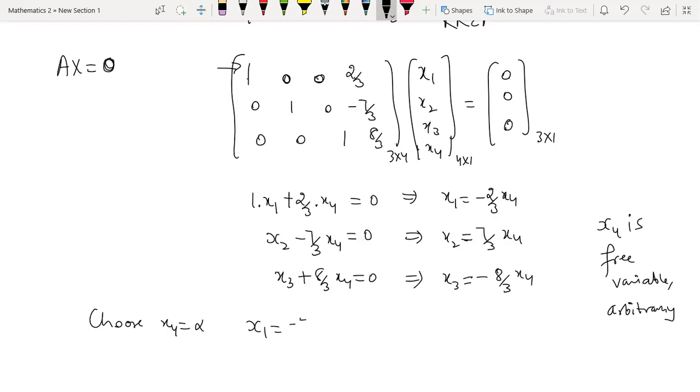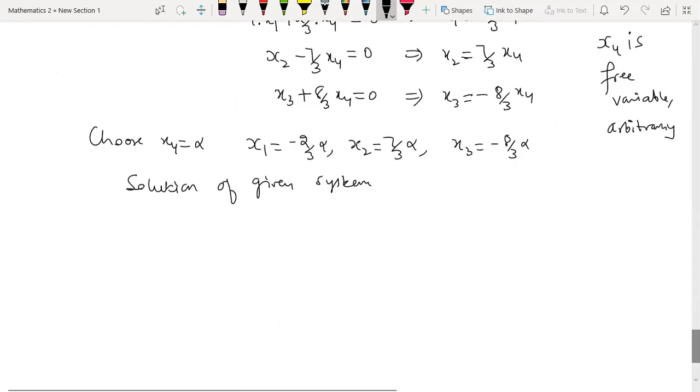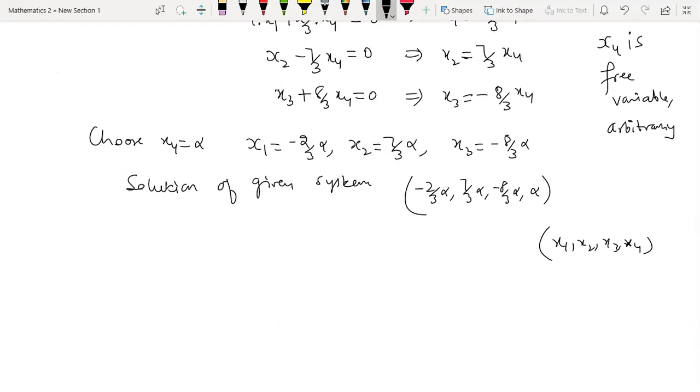So x1 is minus 2 by 3 times alpha, x2 is 7 by 3 times alpha, and x3 is minus 8 by 3 times alpha. So your solution of the given system is, how will you write that, because solution is actually all as a point. So it's minus 2 by 3 alpha, comma, 7 by 3 alpha, minus 8 by 3 alpha, alpha. So this is how you write the solution x1, x2, x3, x4. If you get some numerical values like 1000, you write that, but here we are getting this. So this is the solution.